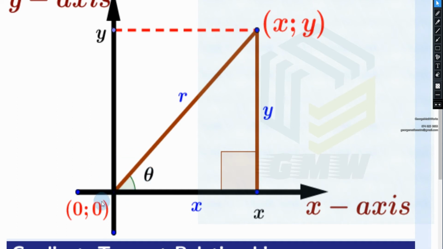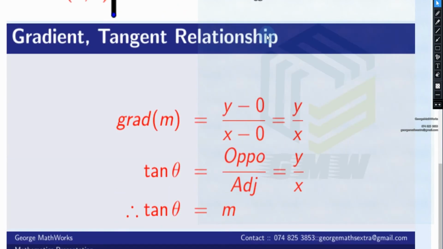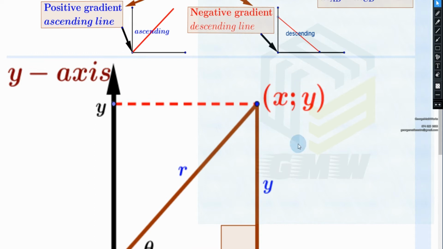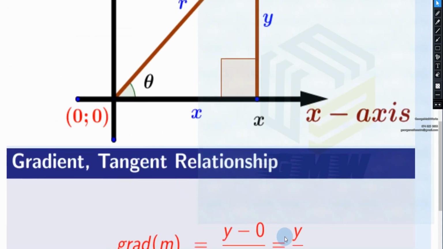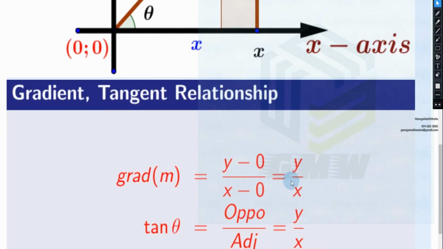Suppose you're asked to calculate the gradient from this point to this point here. So if you are asked that gradient, it will be y minus 0, because remember it says y2 minus y1. So it's y minus 0 over x minus 0. In the end, you are getting y over x.